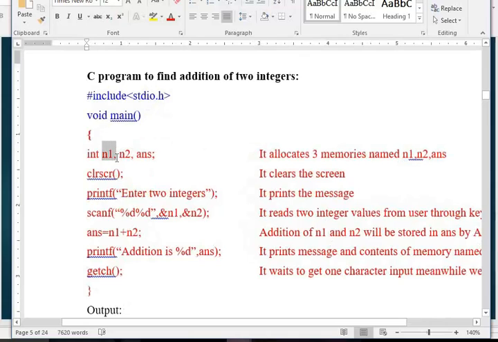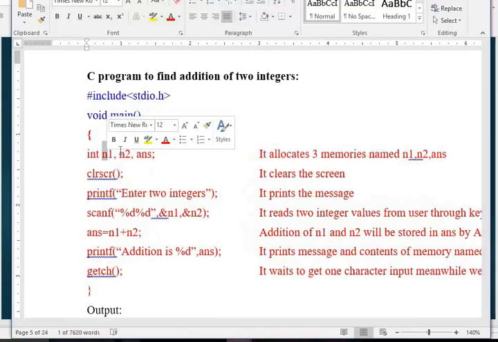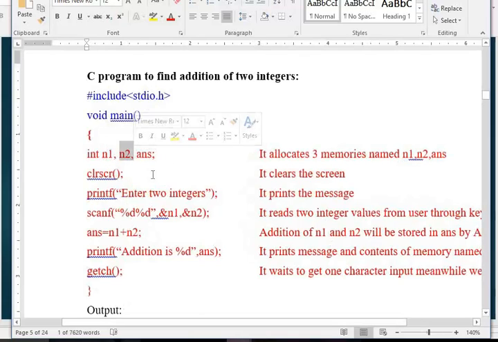Name of the first memory is N1. Name of the second memory is N2. Name of the third memory is answer. These memories are used to store integer values. Integer values means negative, 0 and positive values. I told the machine this instruction, and it allocates 3 memories named N1, N2 and answer to store integer values.